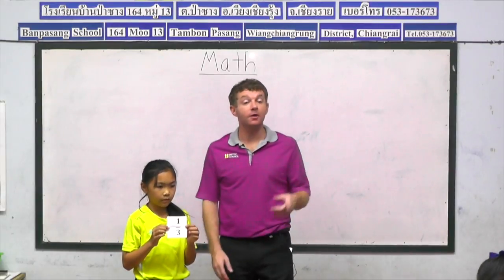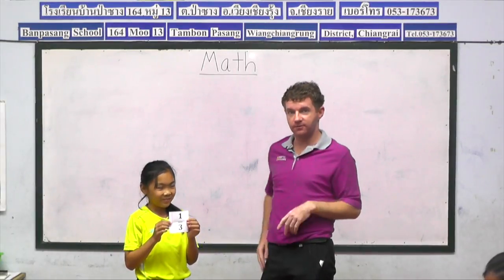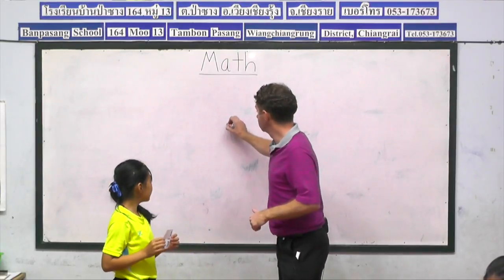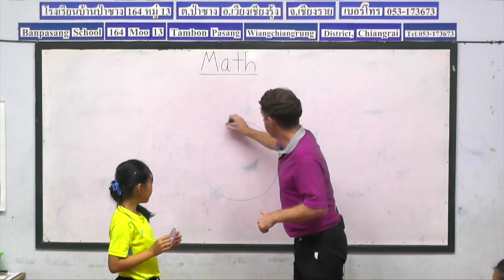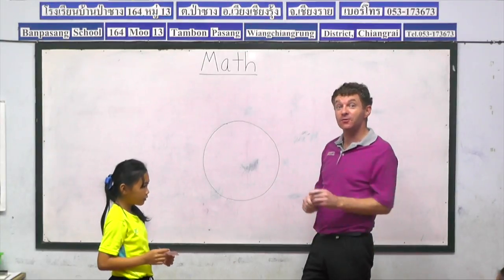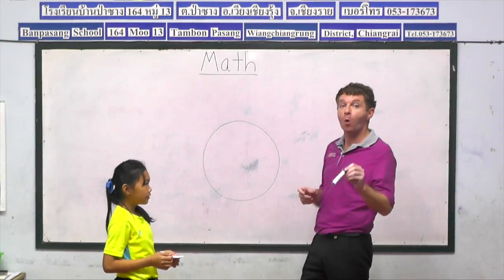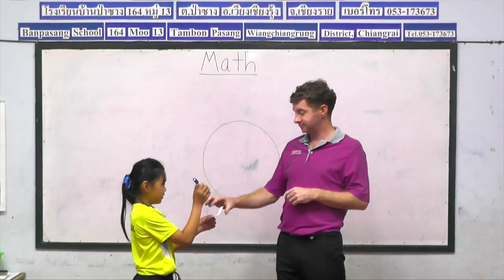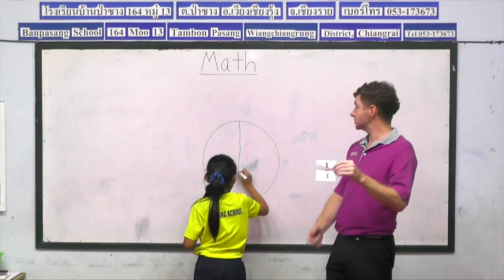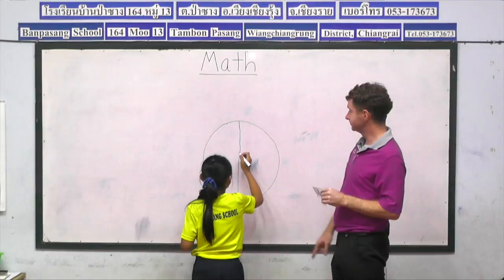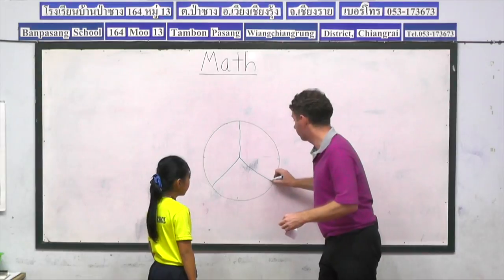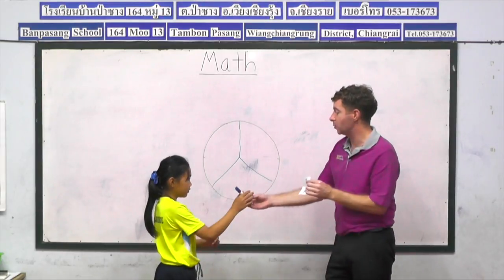1 over 3, or we can say 1/3. So Nadia needs to do the circle based on this fraction. So there you go, Nadia. There's your circle. And what Nadia needs to do now is demonstrate the fraction 1 over 3. So how many parts to our circle? 1/3. 3 parts. There you go. And then you've got 3 equal parts.